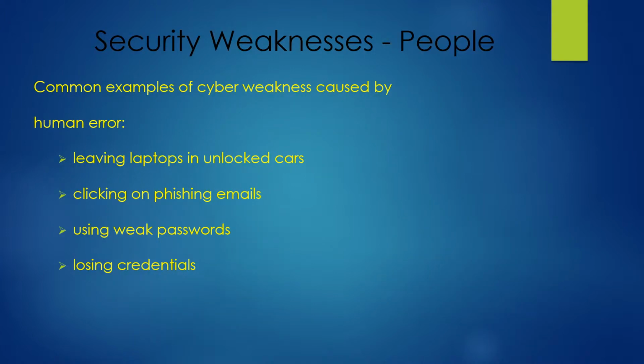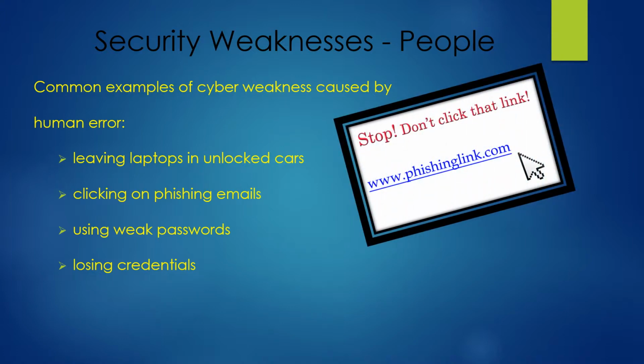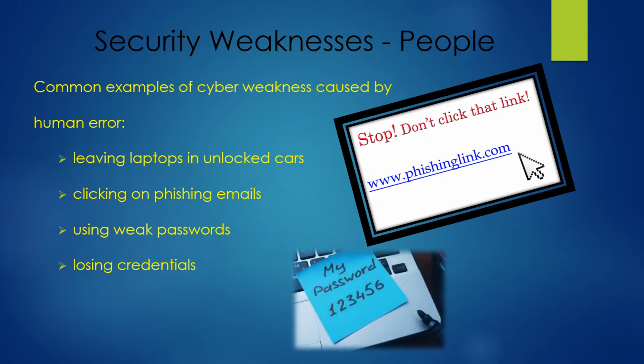Cybersecurity vulnerabilities are regularly the result of human behavior, mostly the failure to comply with general security policies and procedures coupled with being careless. End users who violate security policies are oftentimes easily fooled by social engineering attacks. Common examples of cyber weaknesses caused by human error are leaving laptops in unlocked cars, clicking on phishing emails, using weak passwords, and losing credentials.